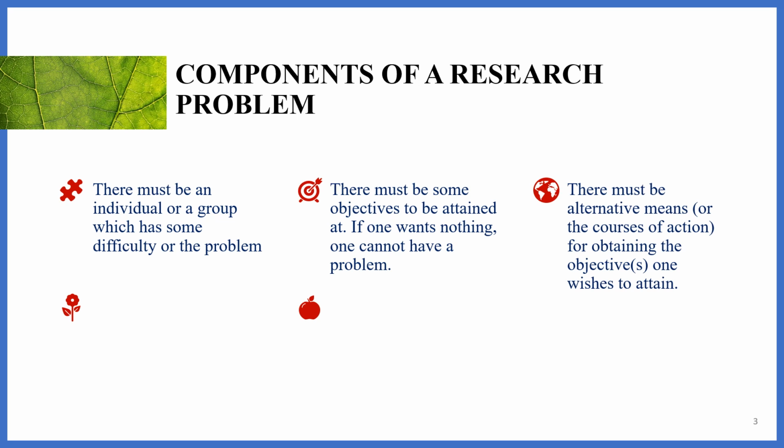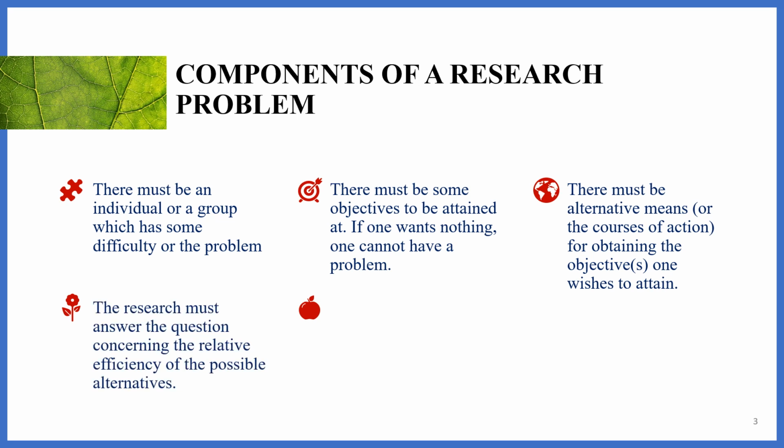Then the third one is alternatives. There must be alternative means or the courses of action for obtaining the objectives one wishes to attain. Fourth one is an answer to the question. The research must answer the question concerning the relative efficiency of the possible alternatives. And the last component is the environment. There must be some environment to which the difficulty pertains.